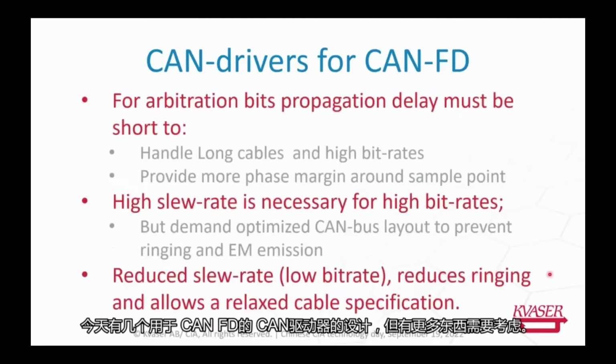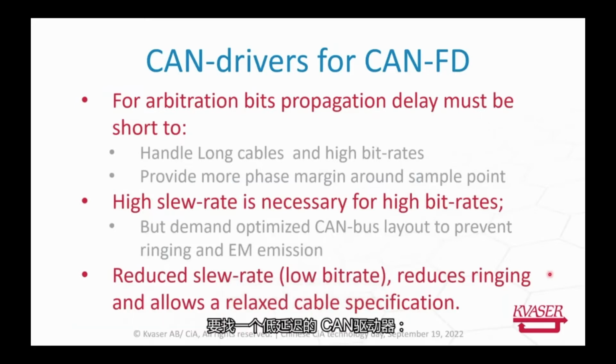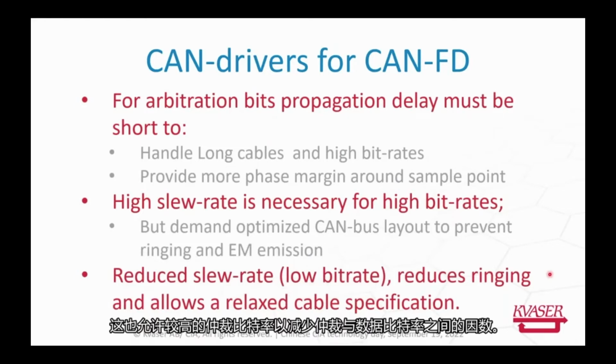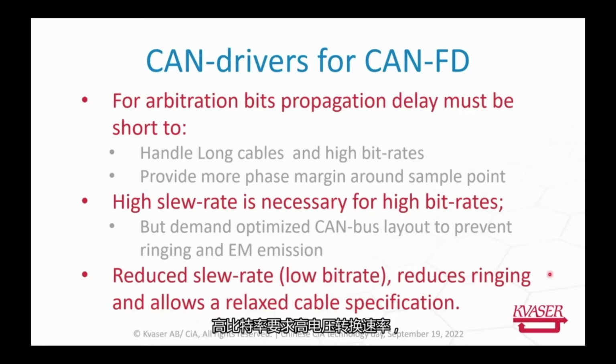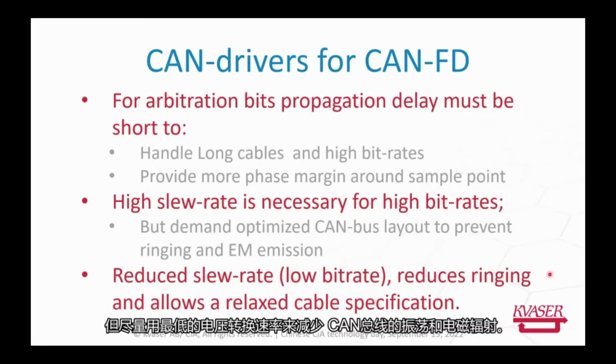Today there are several CAN drivers designed for CAN-FD, but there is still some more to consider. Try to find a CAN driver with short delays, because that will reduce the propagation segment and provide more phase margin to the sample point in the bitrate switch bit. This will also allow higher arbitration bitrates, and by that reduce the factor between arbitration and data bitrates. High bitrates demand a high slew rate, but use the lowest possible slew rate to minimize the ringing and the electromagnetic emission from the CAN bus.